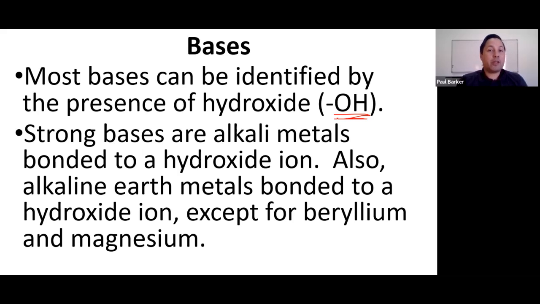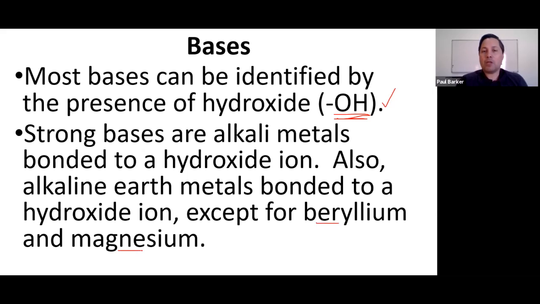All right, now how can you tell whether a base is strong or weak? So strong bases are alkali metals bonded to the hydroxide ion. So this is our hydroxide ion. So if you have an alkali metal attached to a hydroxide ion, that is a strong base. On the other hand, if an alkaline earth metal is bonded to a hydroxide ion, it's strong, except for 2 elements, the top 2, beryllium and magnesium.